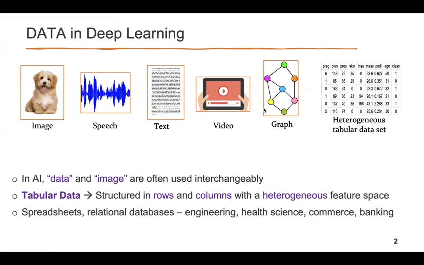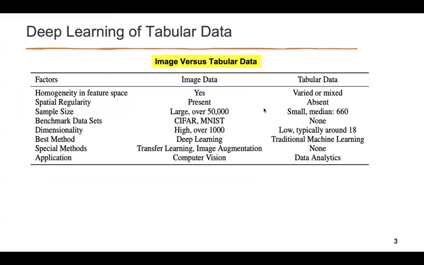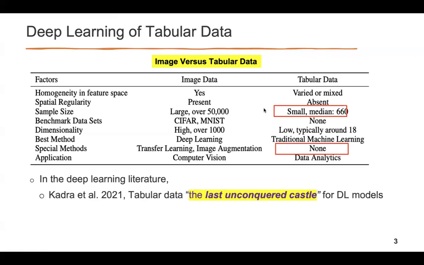Let's see more into how tabular data are different from other data types. Here is an example of image versus tabular data. From the sample size perspective, tabular data sample sizes are very small, almost 10 times smaller than image domain data. Also, in the tabular data domain, we do not have any transfer learning method, whereas for image data, we have a standard proposed transfer learning method. The deep learning literature also shows that tabular data is the last unconquered castle for deep learning methods. And deep learning is not all you need.